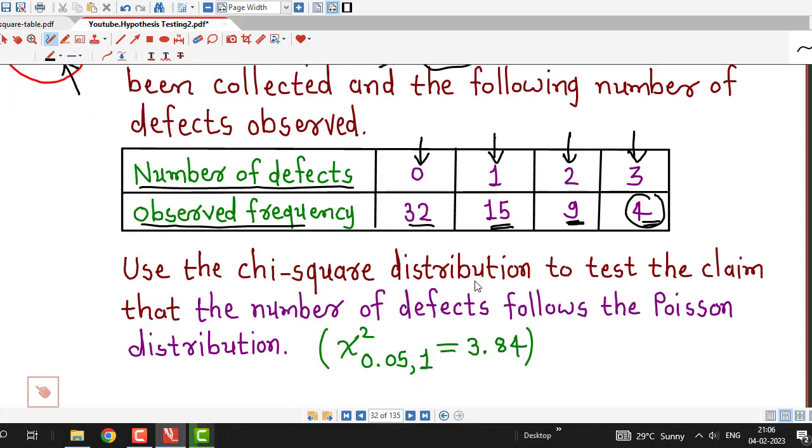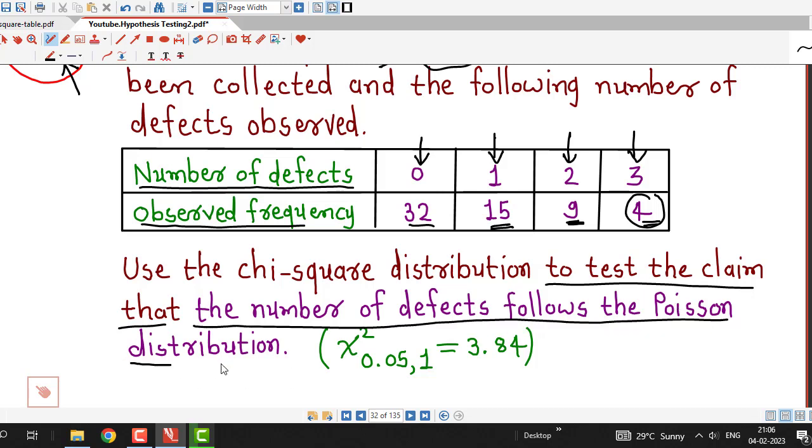Use the chi-square distribution to test the claim that the number of defects follows the Poisson distribution. They have given the table value of chi-square distribution for alpha equal to 0.05 level of significance and 1 degree of freedom, and that critical value is given as 3.84.